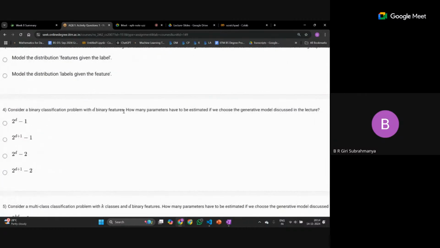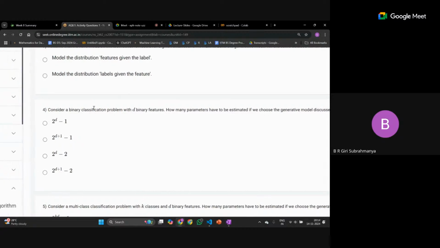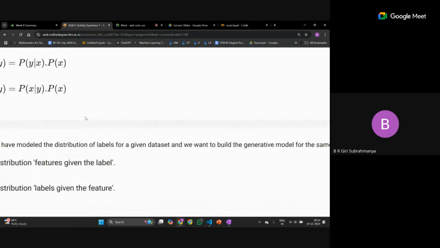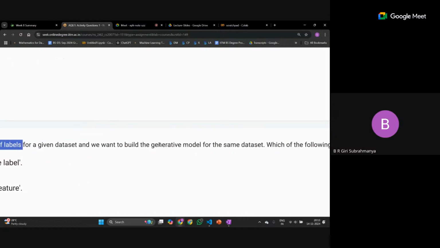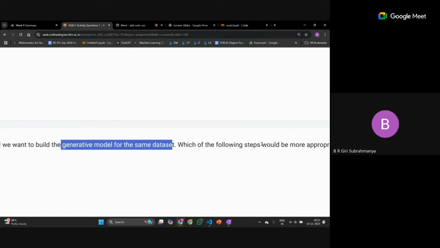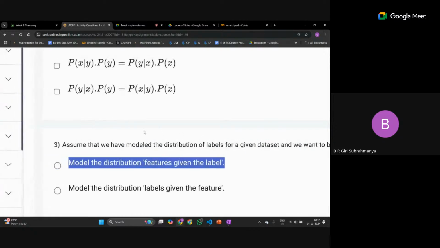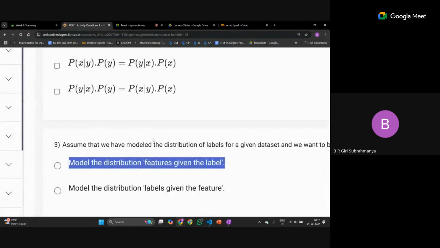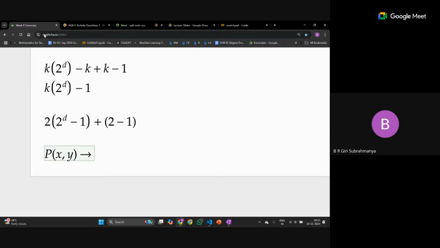Let's say a binary classification problem with d features. Okay, this was already given. Assume that we have modeled the distribution of labels for a given data set. We want to build a generative model for the same data set. Which of the following steps would be more appropriate? So what they are saying is, you would like to model P of x comma y. You have already modeled the distribution of labels, which is P of y. Now what else should you multiply to get P of x comma y?